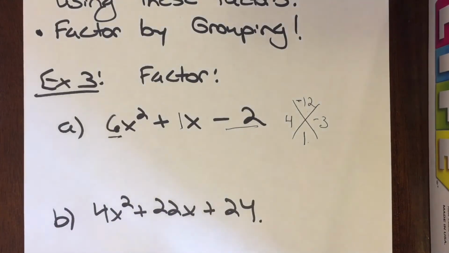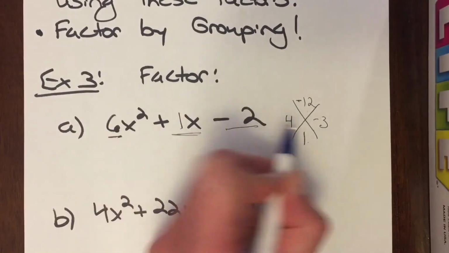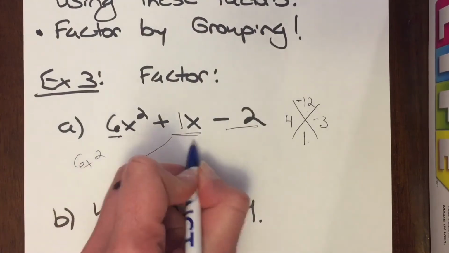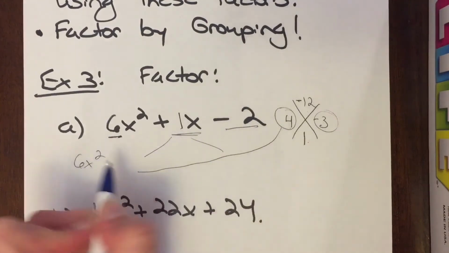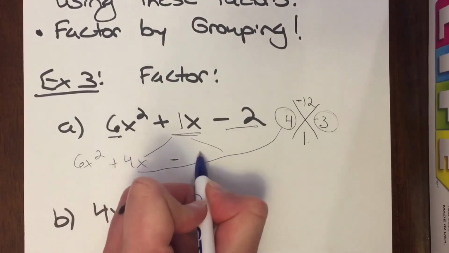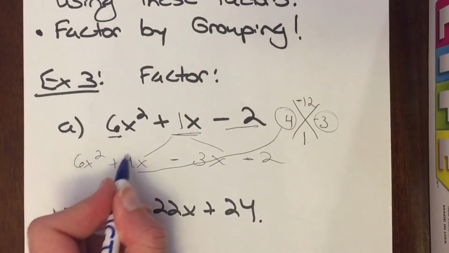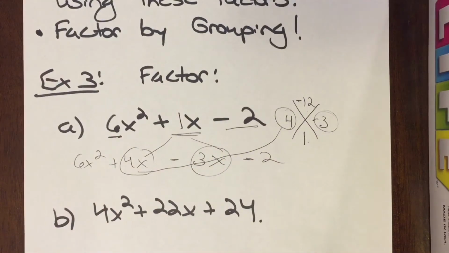So remember, the tricky thing on these is you don't go straight to your solution. What you do from there is, and your teacher may have called this splitting the middle term, we rewrite this middle term using these two numbers. So 6x squared stays the same, and then I split this term up using these two numbers. So I'm going to do plus 4x, and then minus 3x, and then minus 2. Okay, so you split the middle term using those two numbers over there.